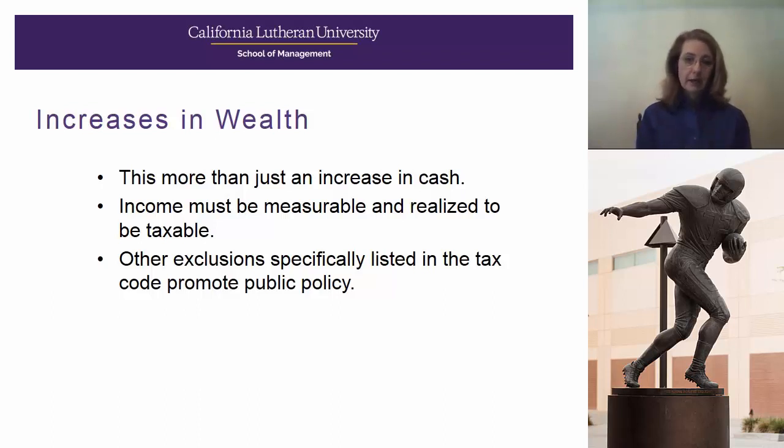However, there are a couple of caveats. First, income must be measurable and realized to be taxable. And secondly, and more troublingly, what we'll spend more of our time on, other exclusions specifically listed in the tax code promote public policy. For instance, life insurance proceeds. If someone receives life insurance proceeds, that certainly is an increase in wealth, but the tax code has specifically excluded that from income for public policy reasons.